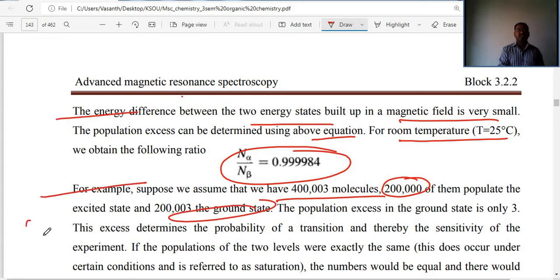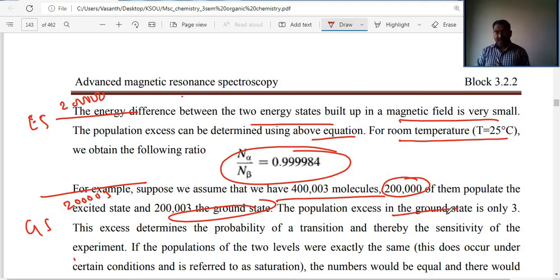Here there are two states. This is the ground state, and this is the excited state. In the ground state, 2,03,000 molecules are there, and in the excited state, only 2,00,000 molecules are there. The population excess is in the ground state only, which is 3,000. This excess determines the probability of a transition and thereby the sensitivity of the experiment.